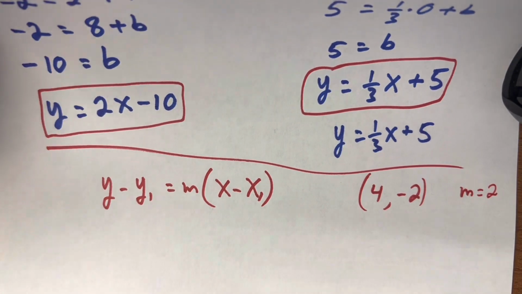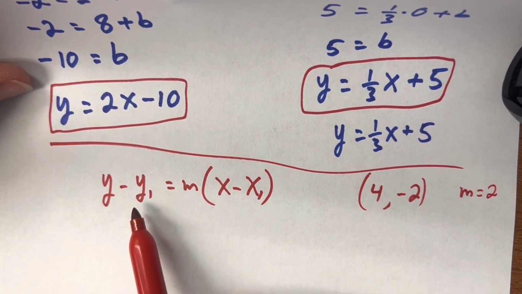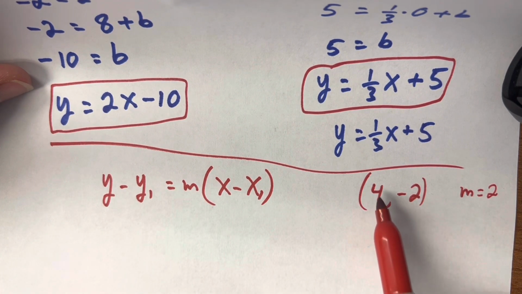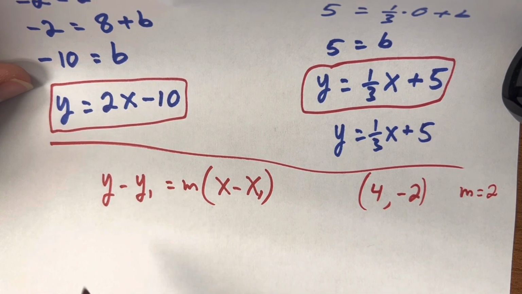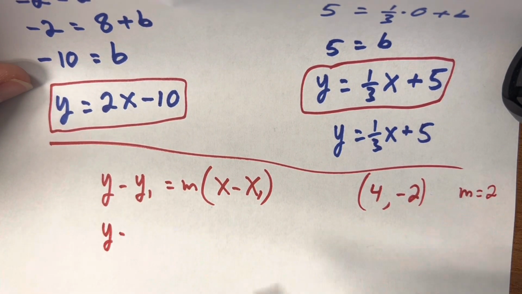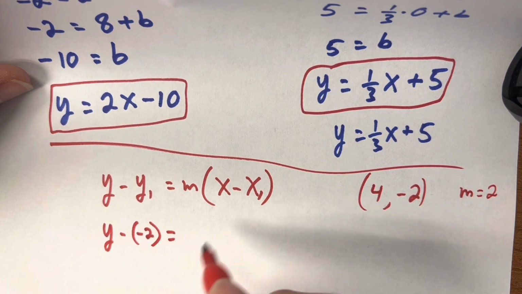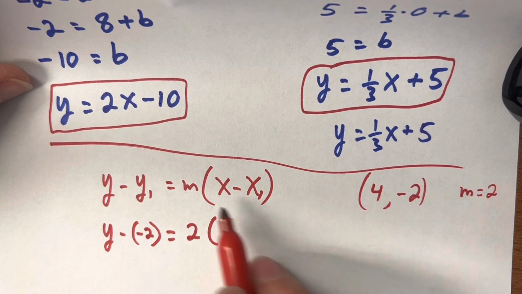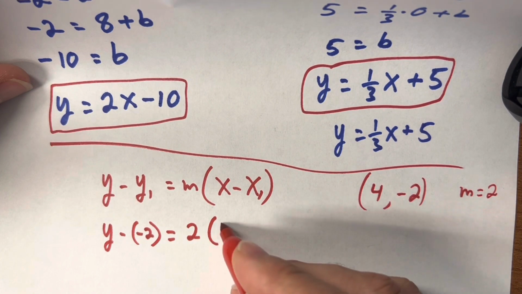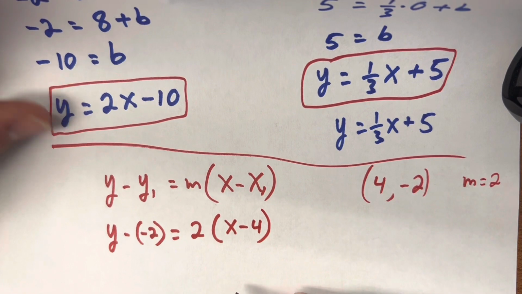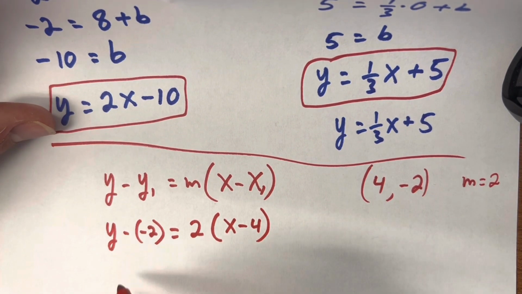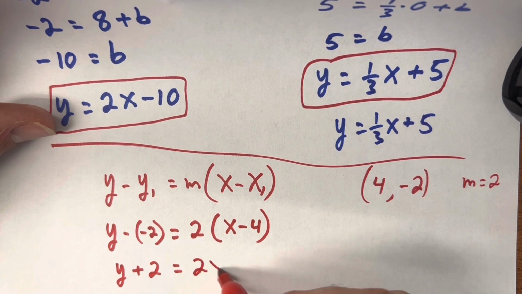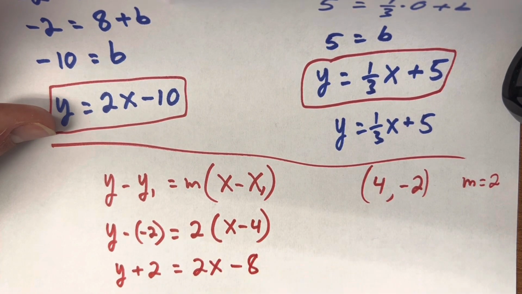So what I would do now is substitute. Here we substitute in the y1 and in the x1. So my y1 and x1 will be those two numbers. So this is the x, this is the y. So y minus negative 2 is equal m, but m is 2, 2 times x minus x1. The x1 is the 4. x minus 4. Okay? So minus times minus is plus, so here will be y plus 2. Here 2 times x is 2x, and 2 times negative 4 is negative 8.